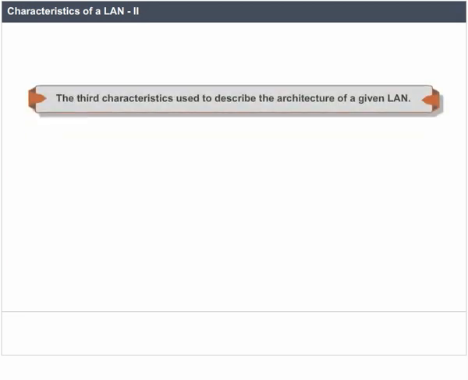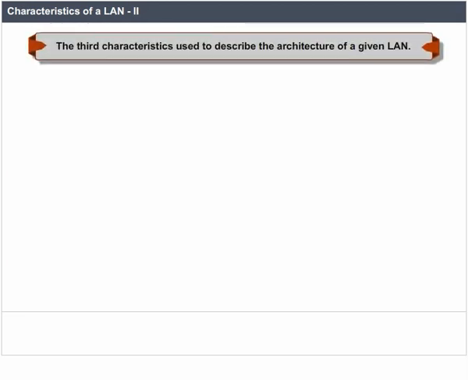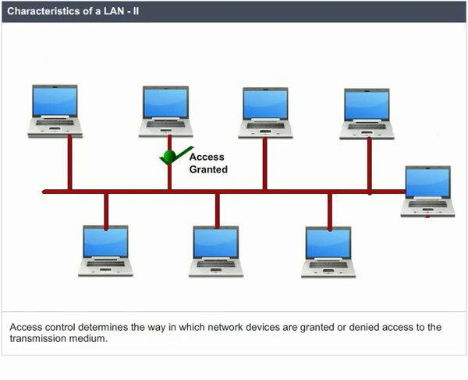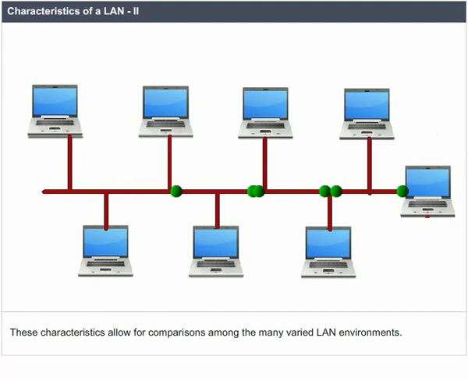The third characteristic used to describe the architecture of a given LAN is the access control method. In a LAN environment, many devices share a common transmission medium, but generally only a few are able to use it at any given instant. Access control determines the way in which network devices are granted or denied access to the transmission medium. These characteristics allow for comparisons among the many varied LAN environments.